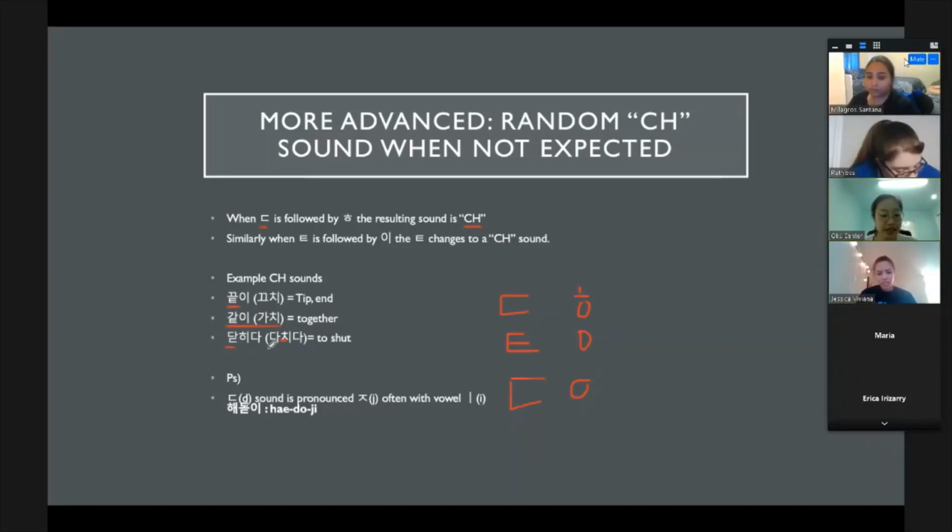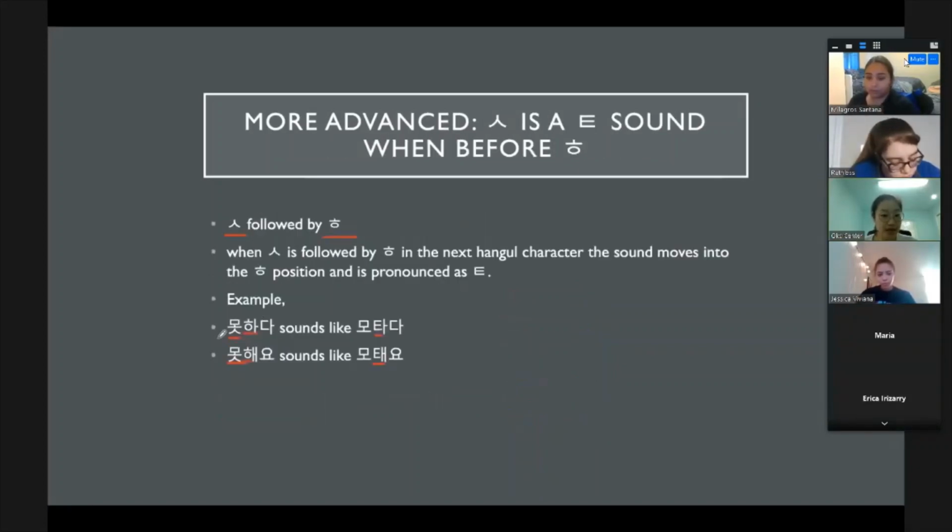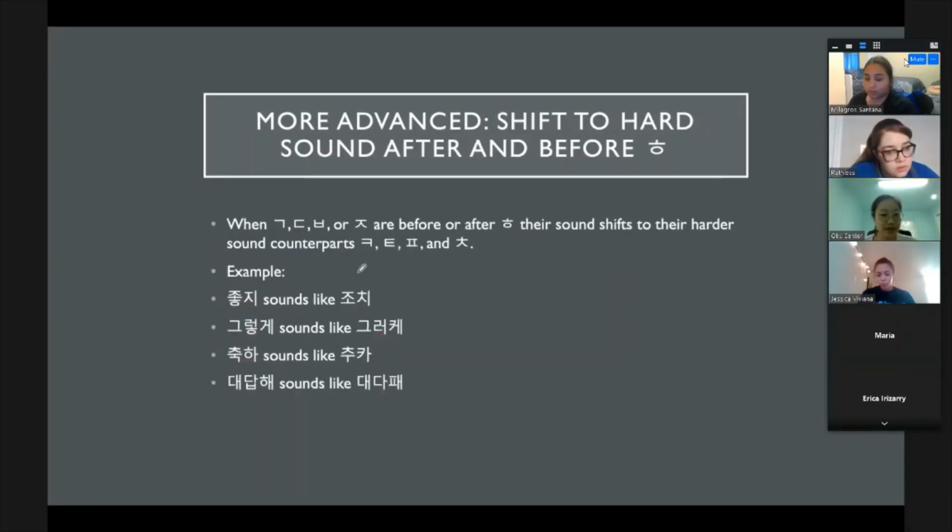같이. 다치다. 해돋이. 못하다. 못해요. Perfect. And then this is the other rule.